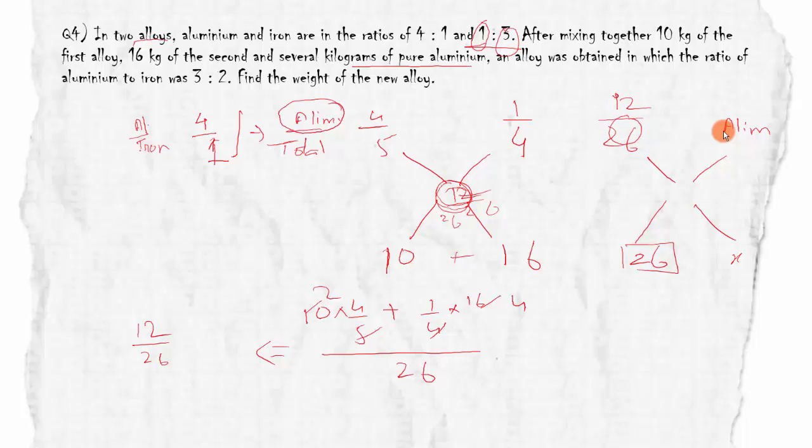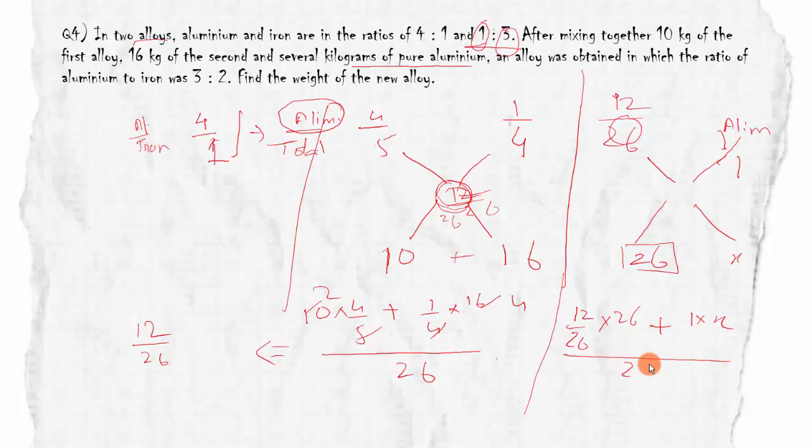And we are mixing this with pure aluminum. So here aluminum is 12 out of 26, and in pure aluminum, what is the concentration of aluminum? 1 out of 1. So again, we'll solve this to get the value of x. 12 by 26 times 26, plus 1 into x, divided by 26 plus x. This is what we have got, and what we have obtained is an alloy in which the ratio of aluminum to iron was 3:2.